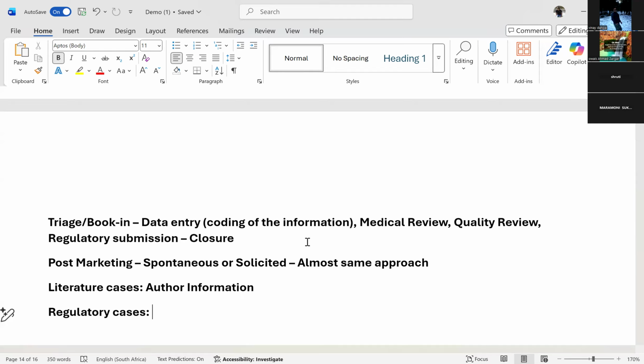What kind of information will be extracted from them depends on the company that is processing the case.